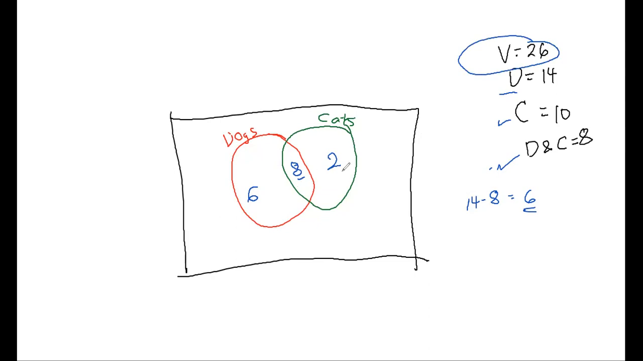So how many clients do not have dogs nor cats? We need to add the numbers inside, 6 plus 8 plus 2. That is 16. So 16 clients have dogs or cats. Since there are 26 clients, we subtract 16. It means that there are other 10 clients who don't have dogs or cats. So we write 10 here.